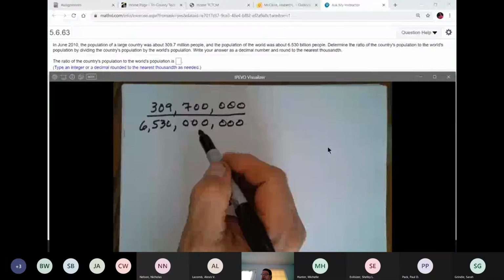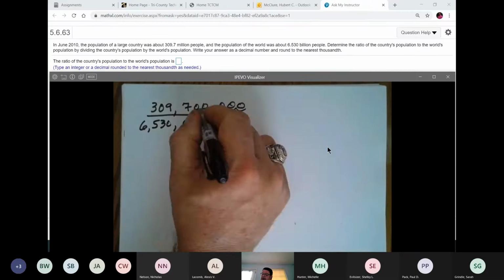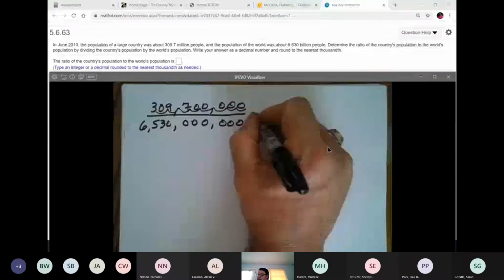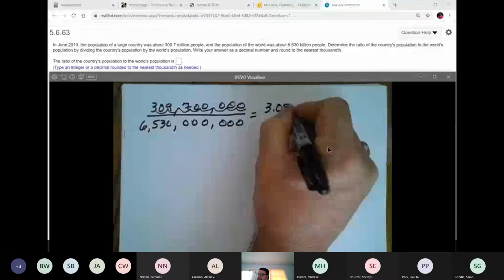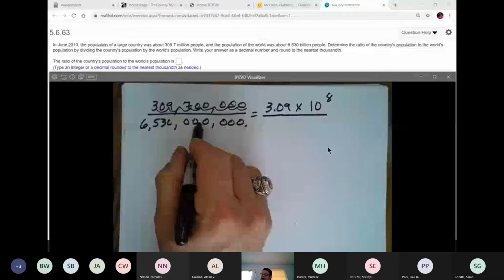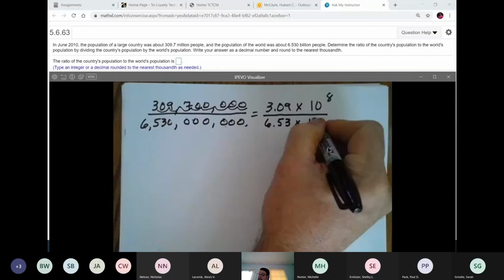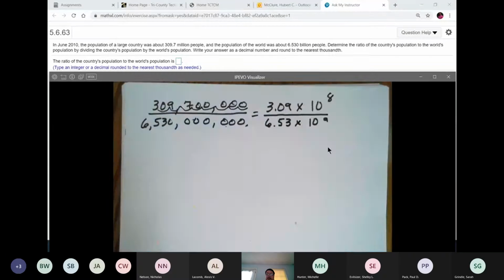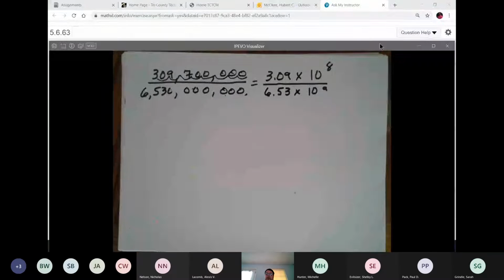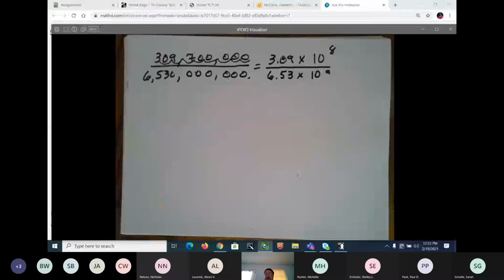And now I'm going to turn it into 1, 2, 3, 4, 5, 6, 7, 8. So that's 3.09 times 10 to the 8th over 6.53 times 10 to the 9th. Now I'm going to go to my handy dandy calculator, because unless you're Rain Man, you're not going to be able to do that unless you do long division, and there's no sense in doing that.